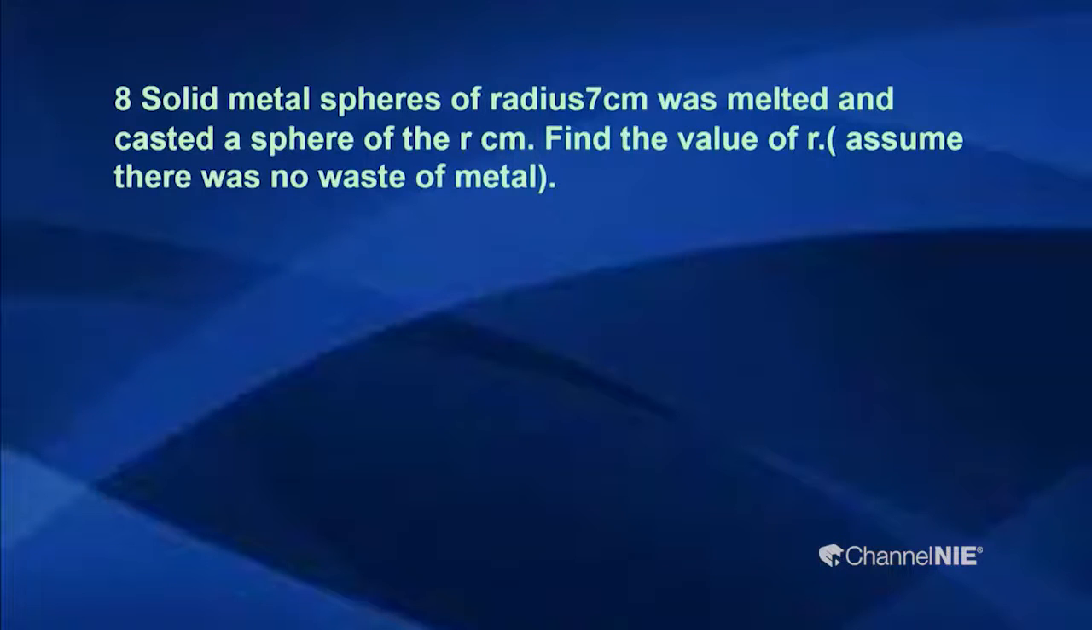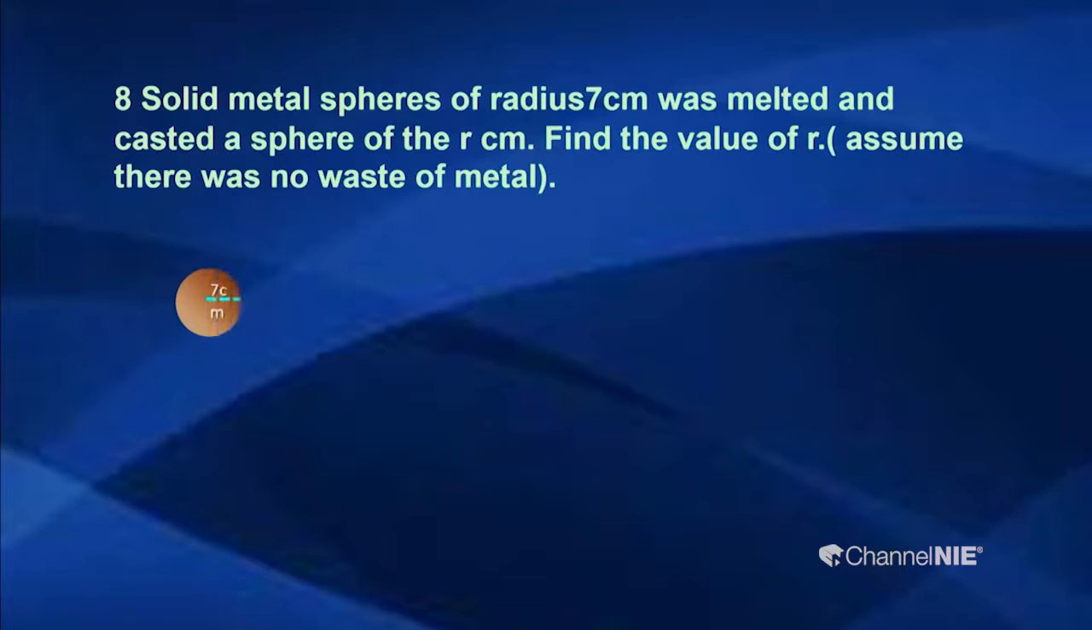Here is a question: 8 solid metal spheres of radius 7 centimeter were melted and cast into a sphere of radius r centimeter. Find the value of r. Inside the bracket they have given us, assume there was no waste of metal. They melt 8 solid spheres and make a sphere of radius r centimeter.